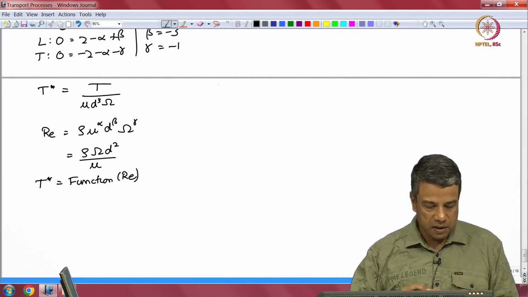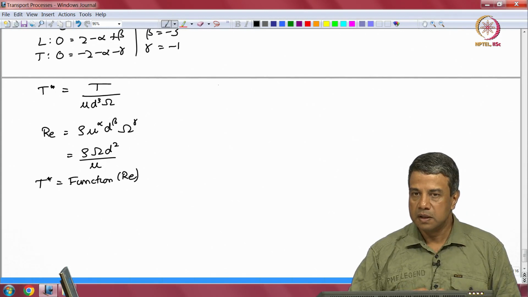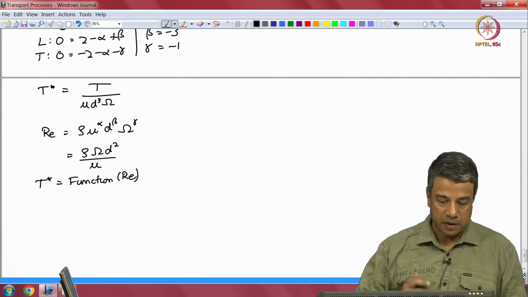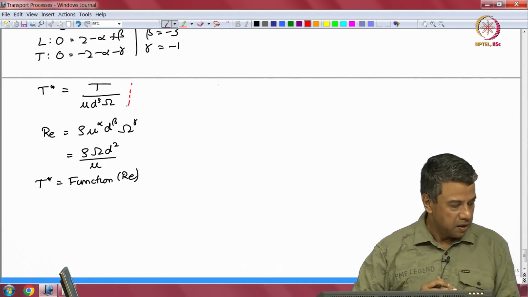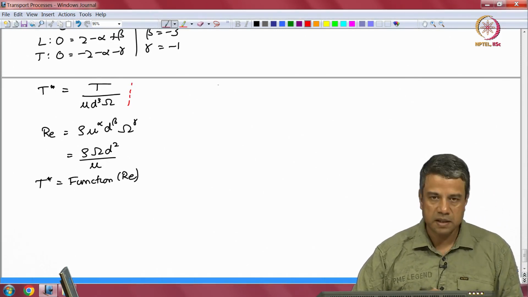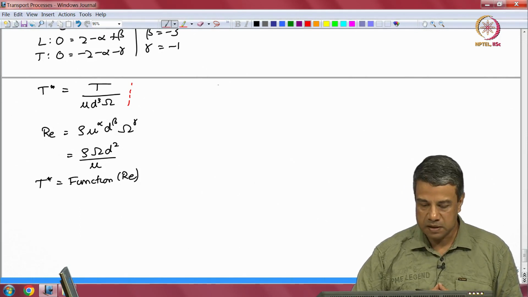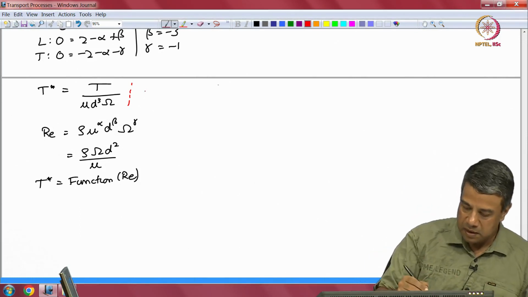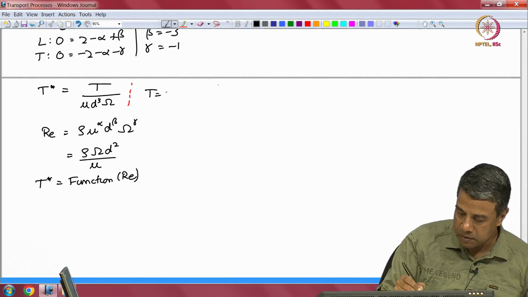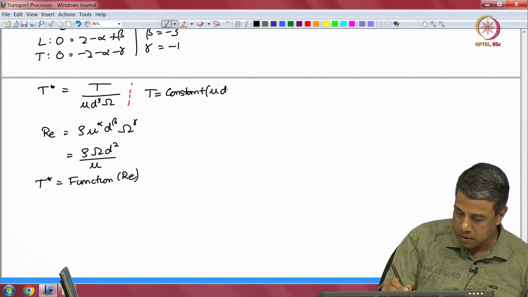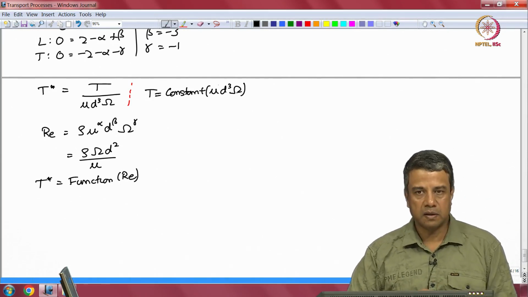Once again, if you are in the limit of low Reynolds number, density is no longer a parameter, and therefore this dimensionless group has to be a constant, which means that the torque has to be equal to a constant into mu d cubed omega, for a particle rotating in a fluid.